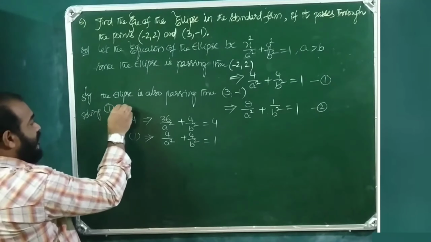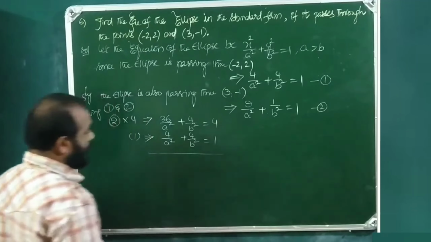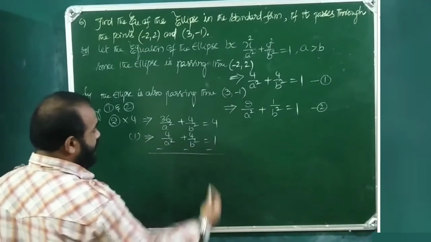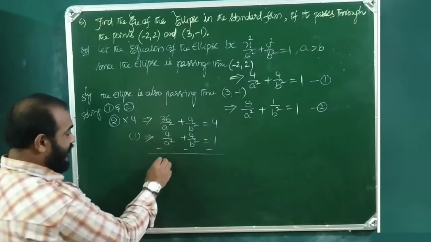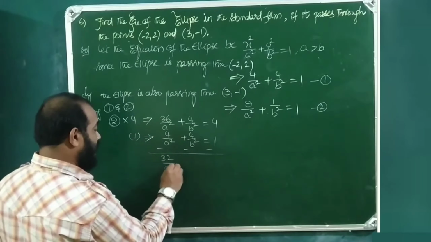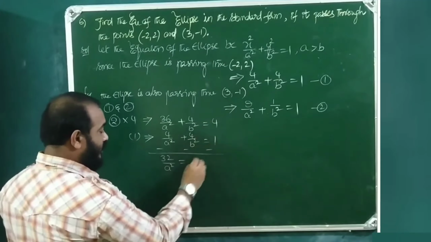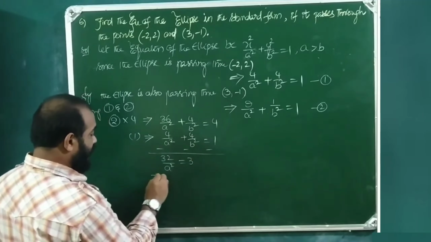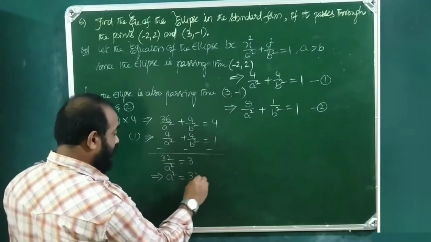Solving 1 and 2, I'll subtract. 36 minus 4 is 32 by a square. 4 by b square, 4 by b square gets cancelled. 4 minus 1 is 3. From this, a square is equals to 32 by 3.